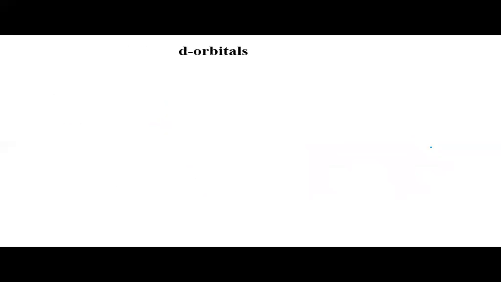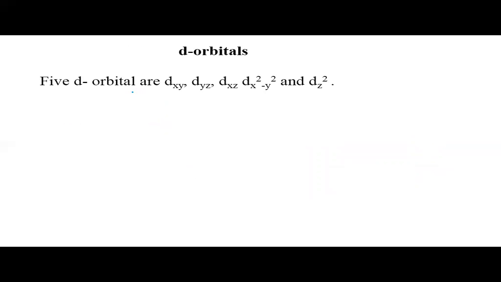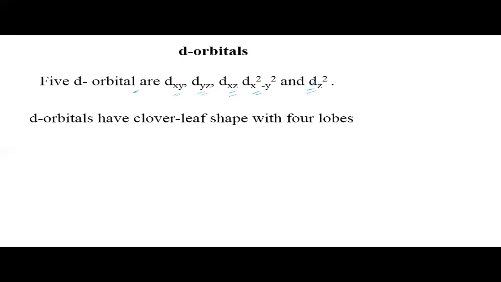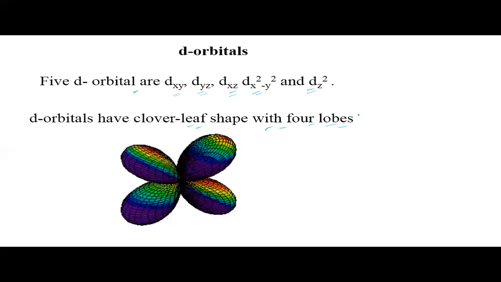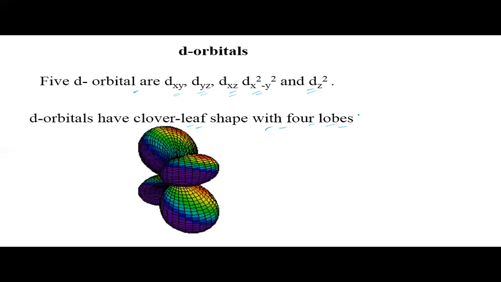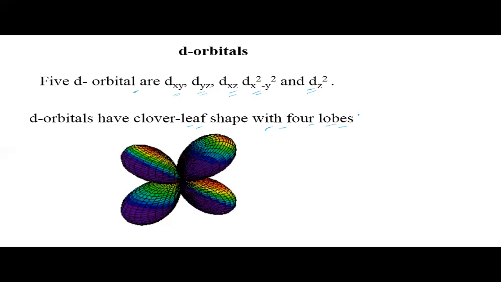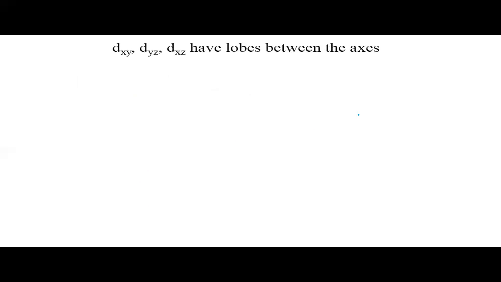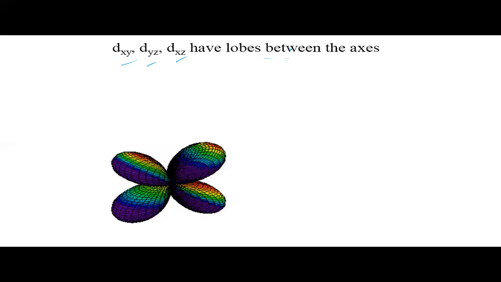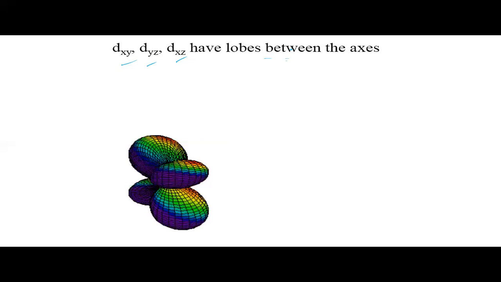Now d orbitals. There are 5 d orbitals, that is dxy, dyz, dzx, dx² - y² and dz². D orbitals have a clover leaf shape with 4 lobes like this. This is the 3D diagram for the d orbital, in which you can observe the clover leaf like structure. dxy, dyz, dxz have lobes between the axes, like this. This is the clover leaf like structure.